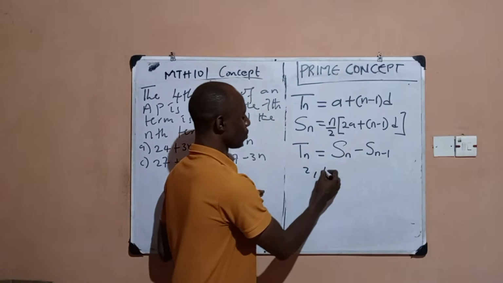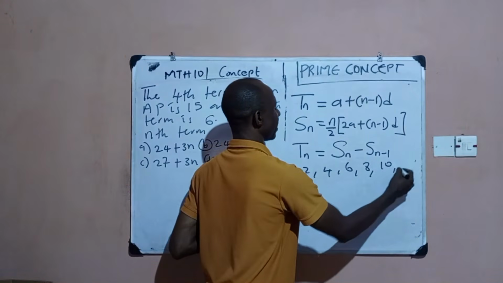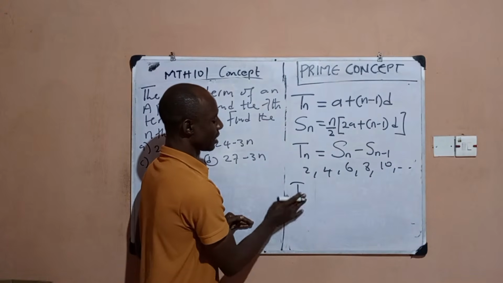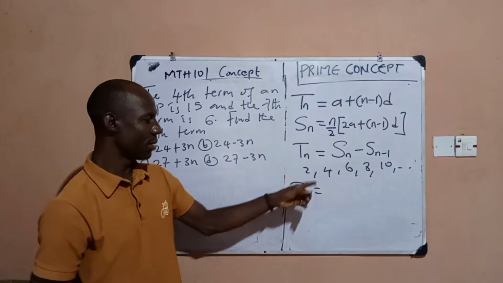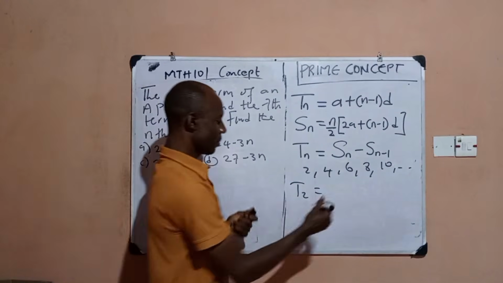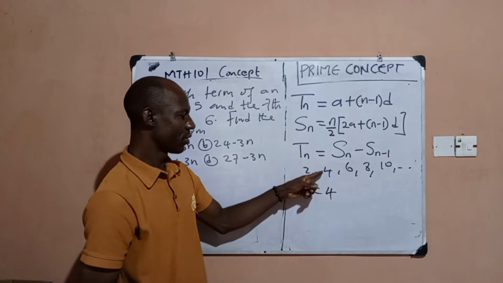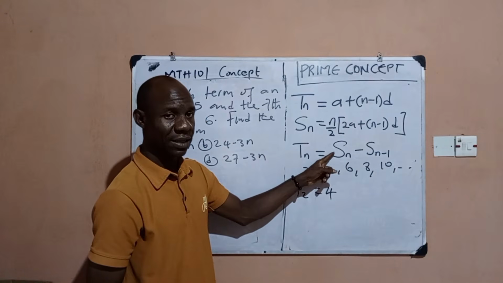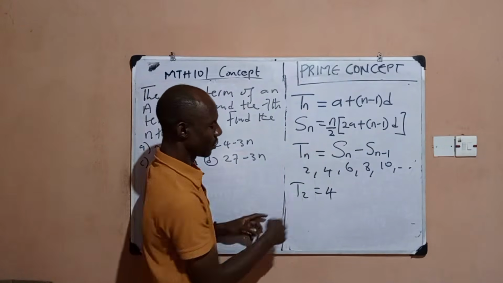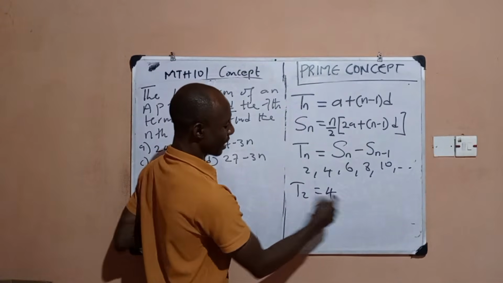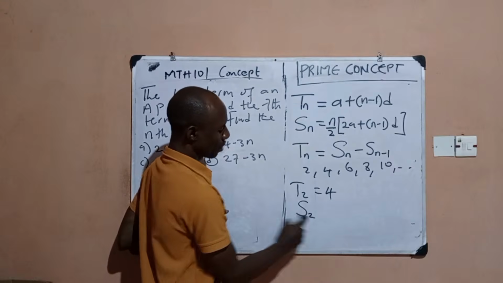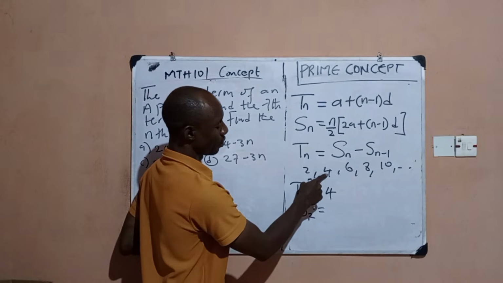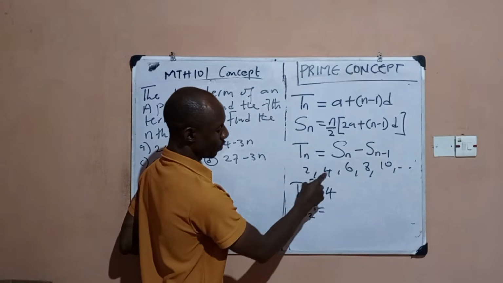For example, you have 2, 4, 6, 8, 10, and so on. If I say, what is the second term? Who can tell me the second term in this sequence? The second term is 4. Now, if I don't want to follow this to get it, I can still use this formula. I'm going to find S2, which means sum of the first 2 terms. That is 2 plus 4, which is 6.